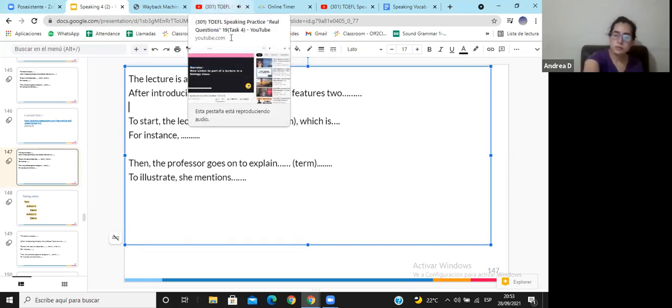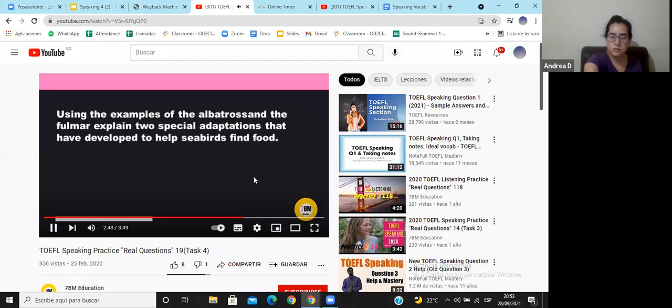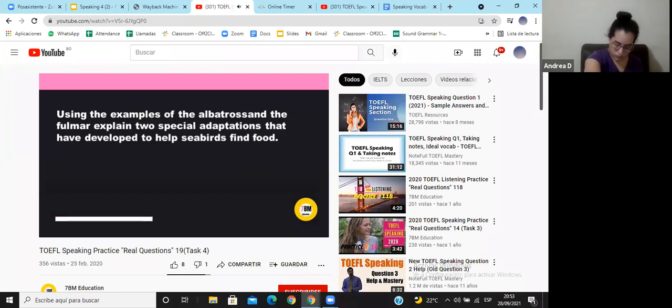Using the examples of the albatross and the fulmar, explain two special adaptations that have developed to help seabirds find food.